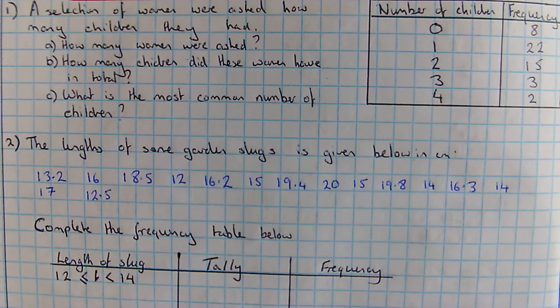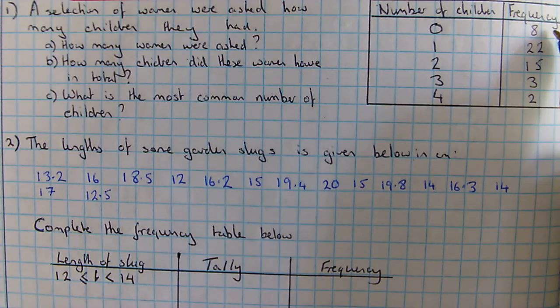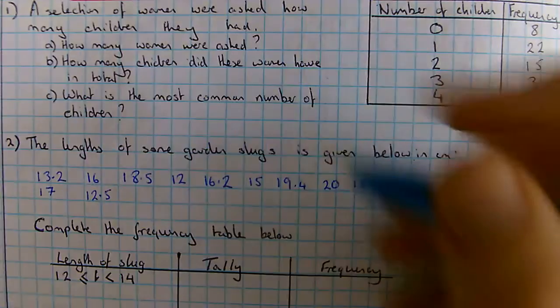Okay, we're going to have a look at some solutions here. So for the first question, how many women were asked? Well, these are the number of women who were asked, so if I add them all up in total, I get 50.